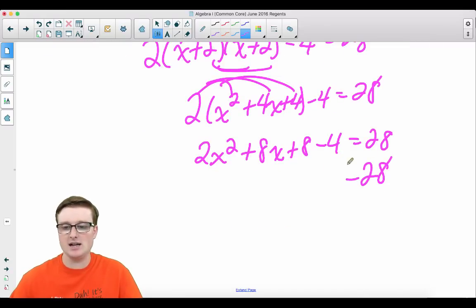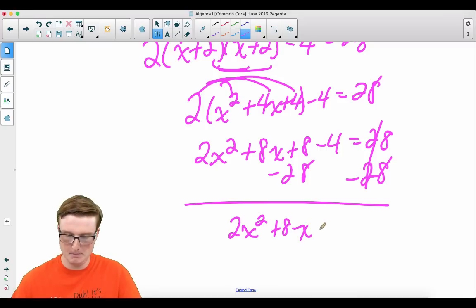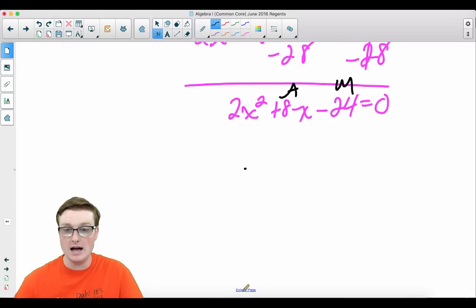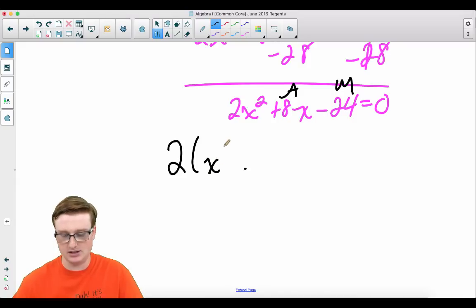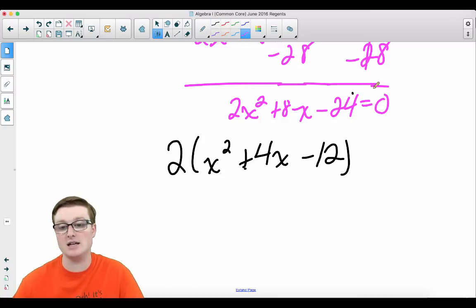Now we're going to subtract the 28 on both sides. So we get 2x squared plus 8x minus 24 equals 0. Now we just apply what adds to positive 8 and multiplies to give you negative 24. So, no, I'm sorry. I need to factor out a 2 first, stupid Trevor. Factor out a 2. You're left with x squared plus 4x minus 12. Now you apply the AM method. My apologies. I should have factored out a 2 first, or else you would have gotten a completely different answer.